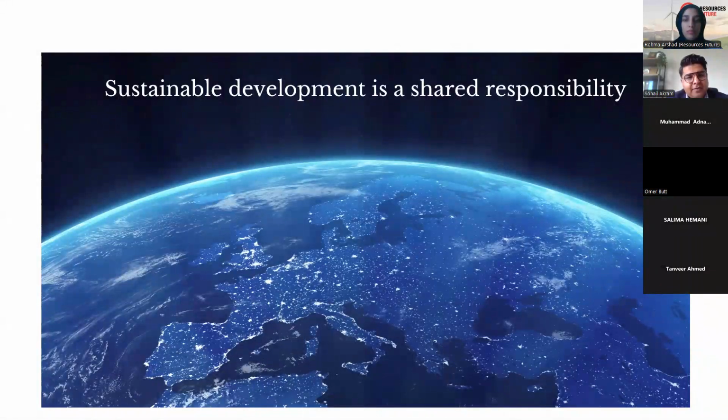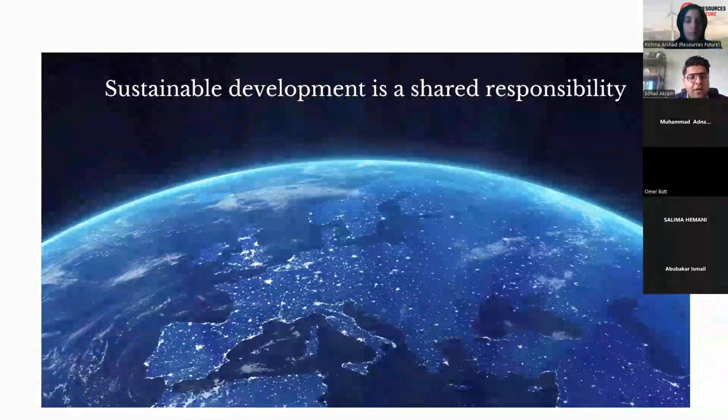Therefore, as residents of this planet, achieving sustainable development is a shared and collective responsibility. And in this context, businesses play a crucial role. They must play their role in advancing the sustainable agenda, ensuring that their actions contribute to a healthier and more resilient world for all.